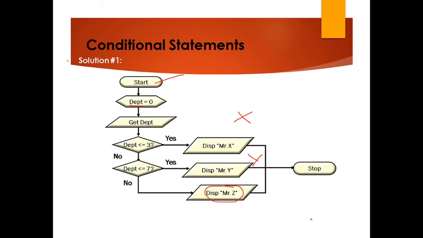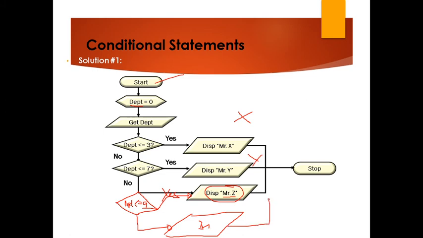It will display Mr. Z. But for Mr. Z, it is different. For example, department less than or equal to 9, there is a Mr. Z, if this is yes. And if still no, that's the time it will display invalid. Okay, invalid. Then, stop. Like that one.